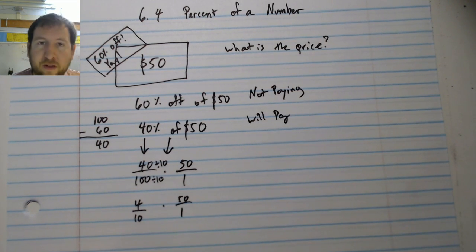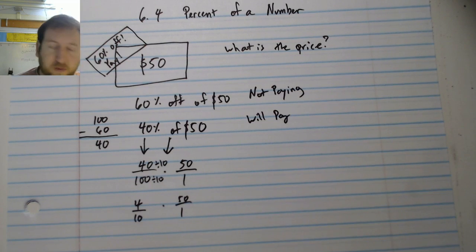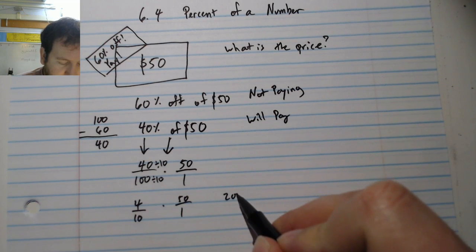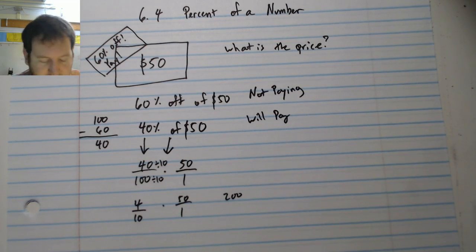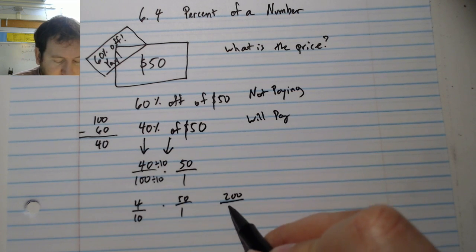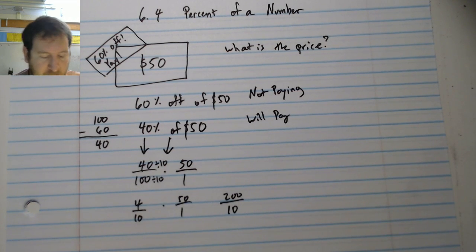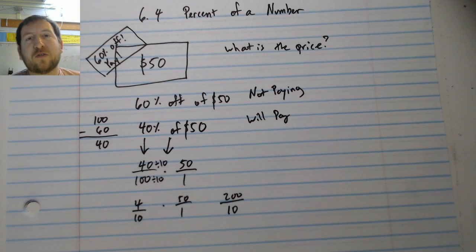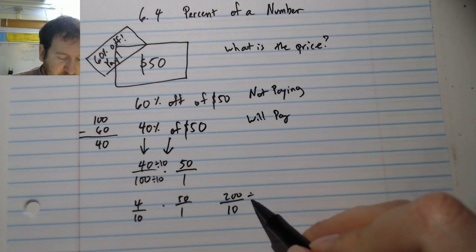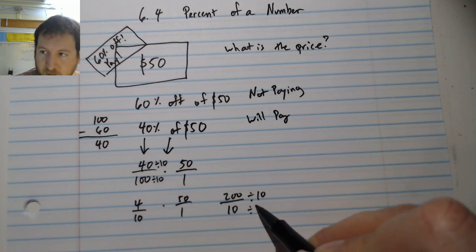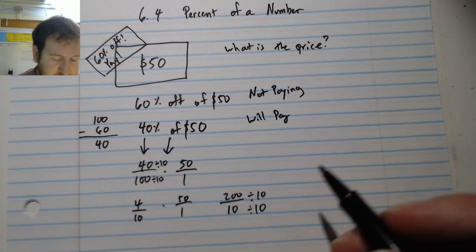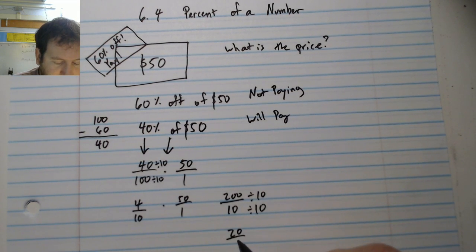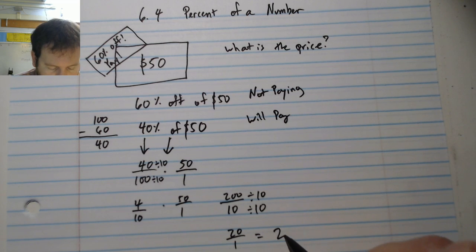Okay, recall that when I fraction multiply, I just multiply my numerators to get 200. 4 times 50, I should be able to do that in my head. And 10 times 1, I certainly should be able to do that in my head. Now I have 200 tenths. Well, I'm going to simplify that just like I always do whenever I'm working with fractions. And it's going to give me 20 wholes, or 20.